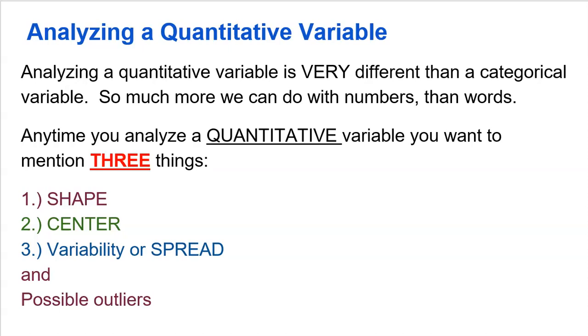Anytime you analyze a quantitative variable, you want to mention three things. You want to talk about its shape, its center, and its variability, which most people call spread. But remember, variability is a word that talks about how your data is spread out, how your data varies. And there is a fourth thing. I don't list it as a must because sometimes data doesn't have any, but if there are possible outliers, you should mention those too.